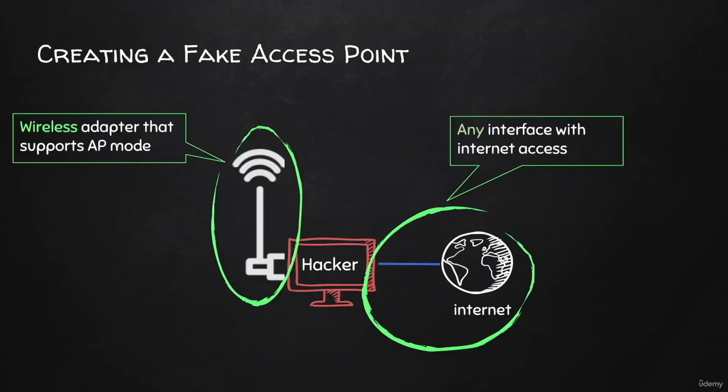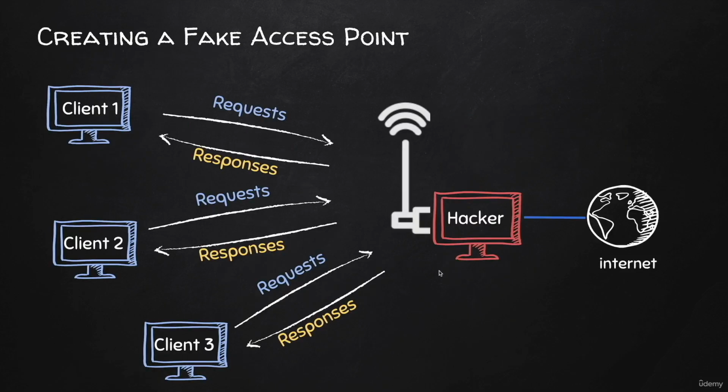Now, you can see that in order to use our computer as an access point, we need a number of components to be configured properly. So first of all, we need our wireless interface to broadcast the signal as if it's a real network. This will allow other clients to connect to it, but that's not the end of the road.